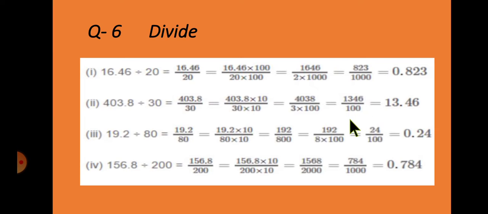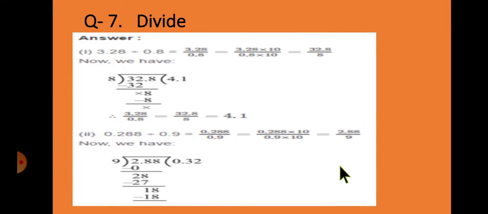Then directly we will divide 4038 by 3, so we will get 1346. And because the denominator is 100, we insert the decimal two digits to the left. When we multiply, we move the decimal right side. When we divide, we move left side for inserting the decimal. Other questions similarly, same method, so you will do. Let's see our next question.